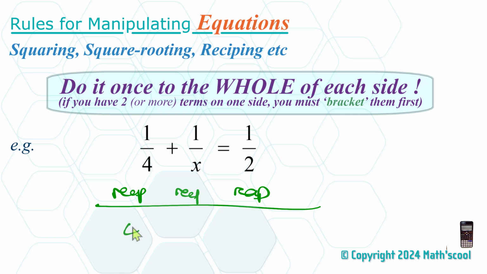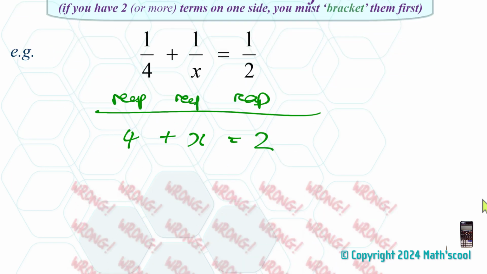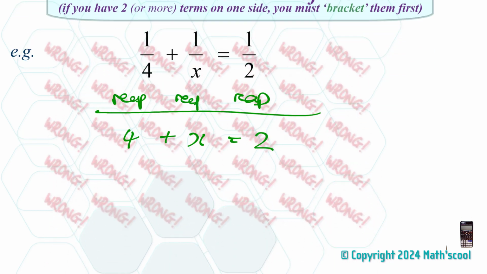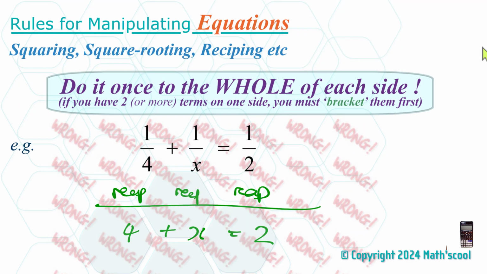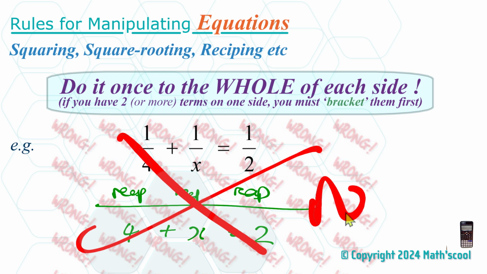So if I recip the quarter, I'd get 4. If I recip the 1 over x, I'd get x. And if I recip the half, I'd get 2. But you can't do that. It's not right. I better emphasize that it's not right. I've put the wrong all over it. I'm going to go a step further and cross it out with a nice thick red marker to say no, don't do that.